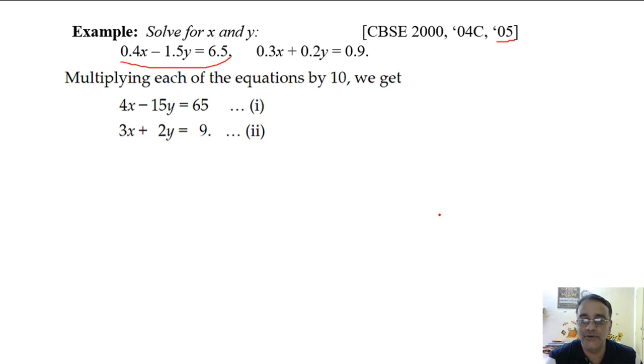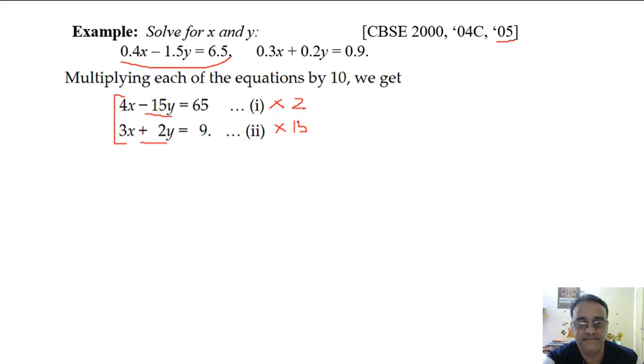Now again I want to use the elimination method. So again I will multiply this by 2 and this by 15. Why am I not going for this other coefficient? You can do that also, but then the signs are the same, so we would have to subtract, and addition is easier than subtraction. That is why I always suggest equalizing the one with the opposite sign. So the first equation we multiply with 2 and the second equation with 15.